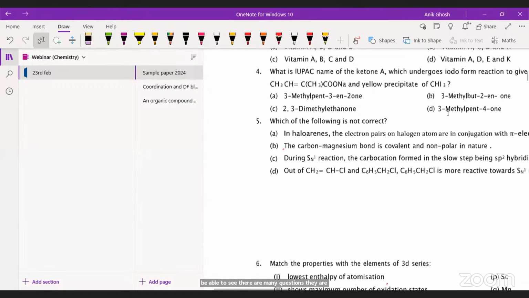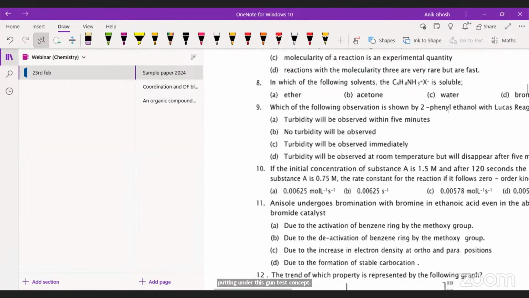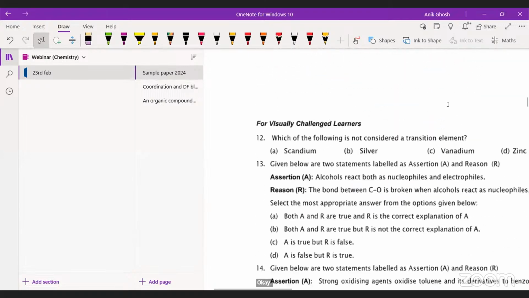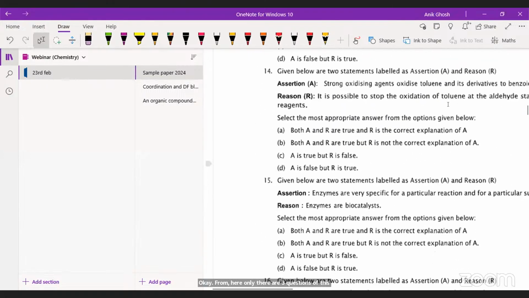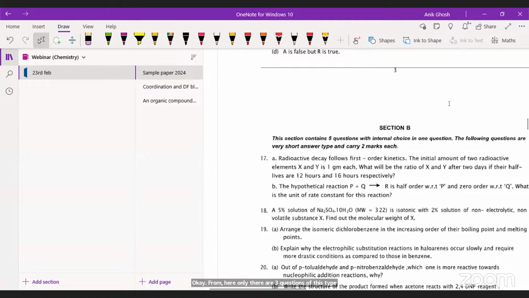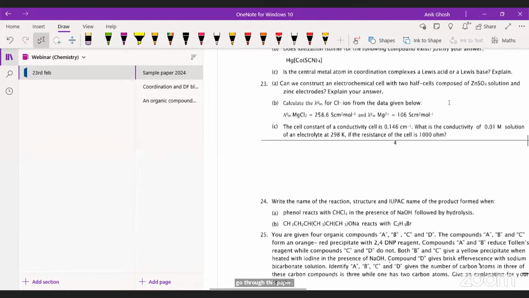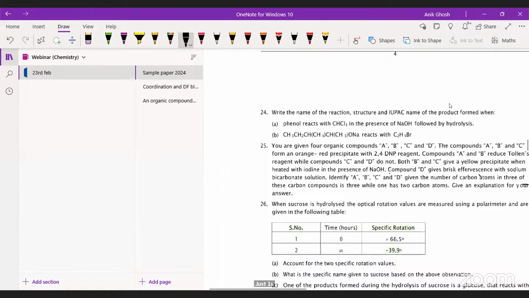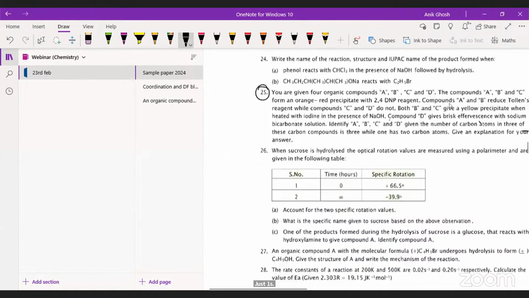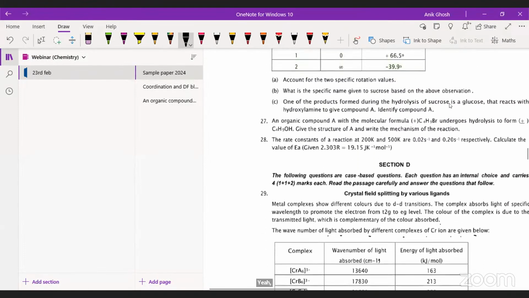From here only there are 3 questions of this type. Let me show you. Just go through this paper. I've uploaded this in the OneNote only. Yeah, there you go. I have taken these questions for today's discussion, guys. So don't need to worry about it.